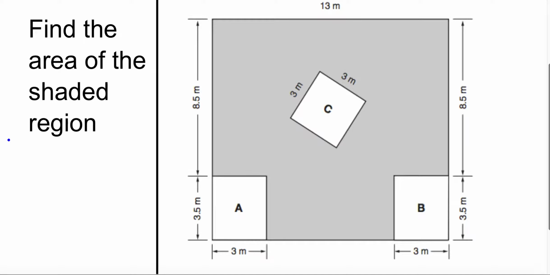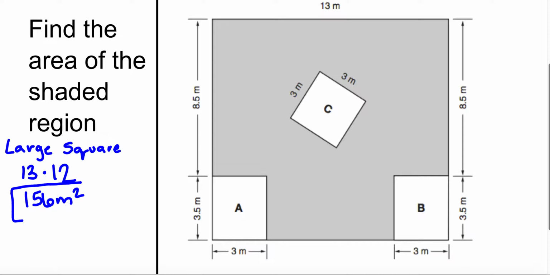First thing I'm going to do is find the area of the large square. To find the area of the large square, I need to take the length, we'll say 13, times the width, which I need to add these two together. So that's 8, 9, 10, 11, and then each half here would make 12. So that would be 13 times 12. When I take 13 times 12, I get 156 meters squared. Now that's the large square.